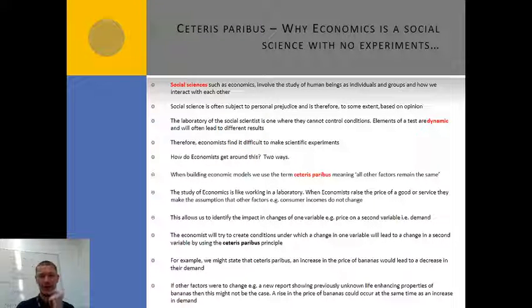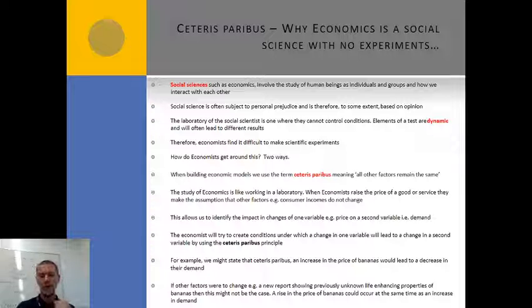I've taught this for 20 years, and I've taught ceteris for 17 of those 20 years. It was only when a colleague of mine said you've been pronouncing it wrong, okay? Anyway, ceteris paribus means all other factors remain the same, okay? And I'll explain that in a minute. The study of economics is kind of like working in a laboratory when we apply ceteris paribus to it.